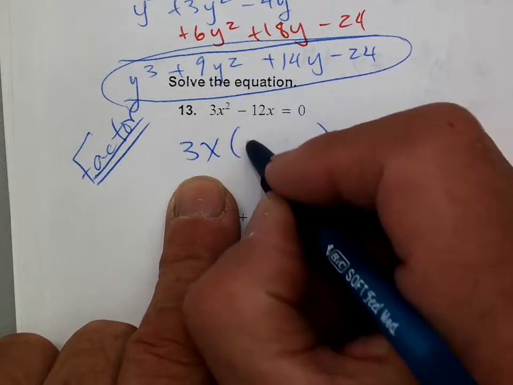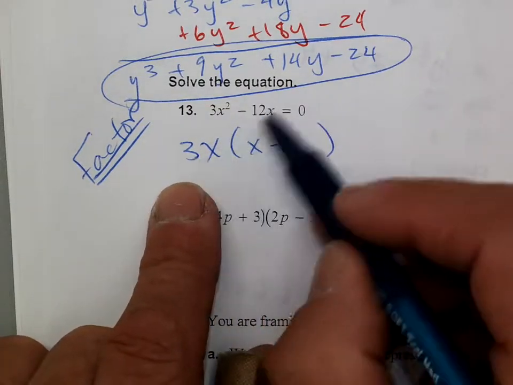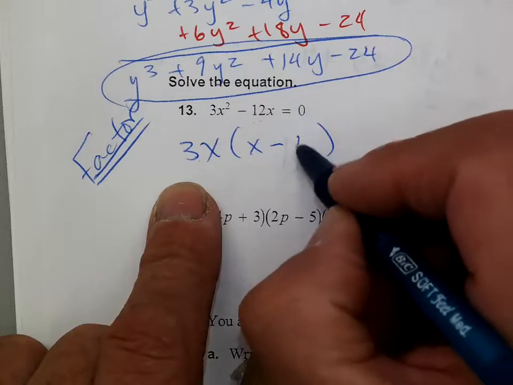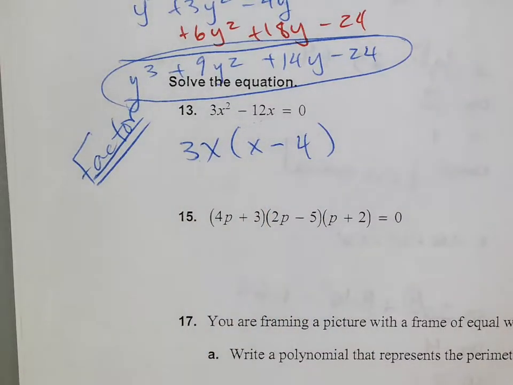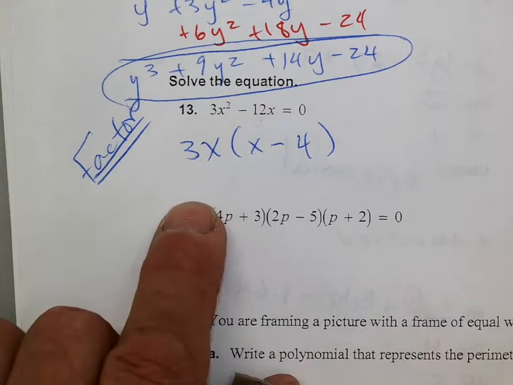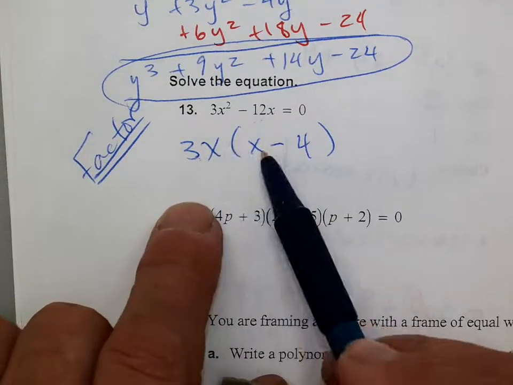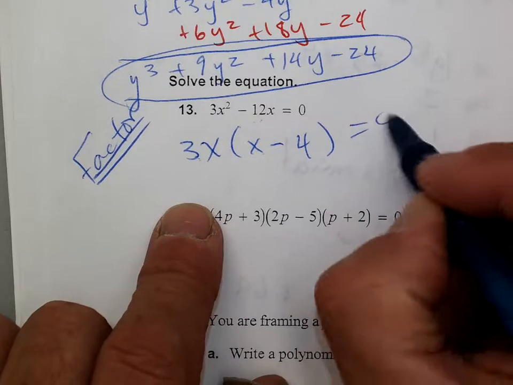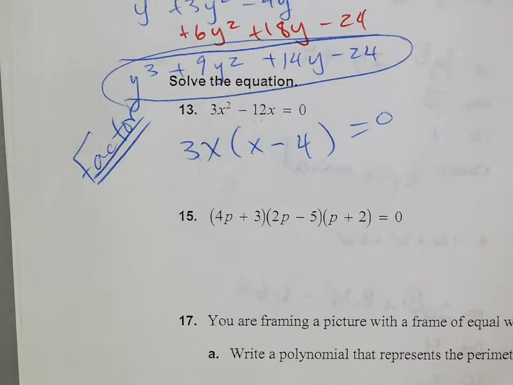If I factor out a 3 out of 12, I'm going to have a 4. Okay, the x is gone. Now, if you want to check it to make sure you're right, you can always multiply it through to make sure you get the original, right? So that's a good check. 3x squared minus 12x.